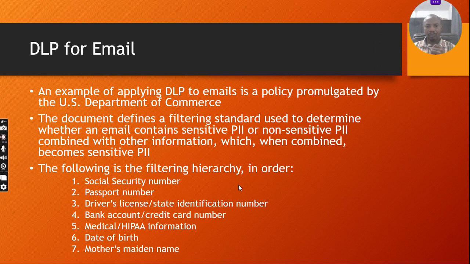Now, the P3 hierarchy in order is as follows. One is the social security number. Number two is your passport number. Number three is your driver's license or state identification number. Number four is your bank account and credit card numbers. Number five is your medical information. Number six is your date of birth, and number seven is your mother's maiden name.